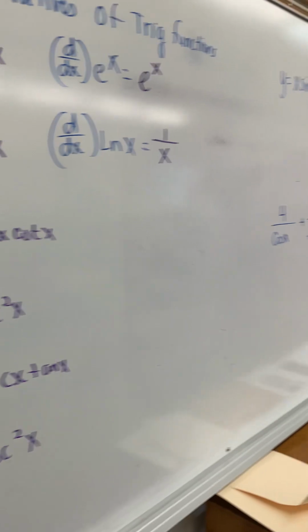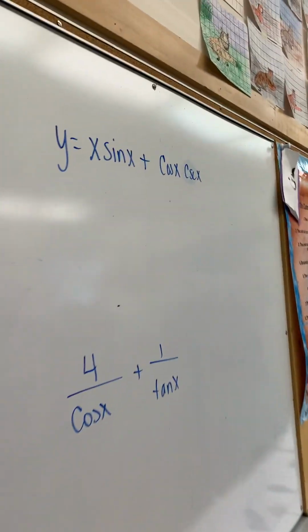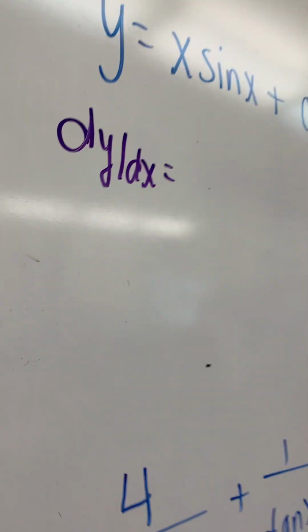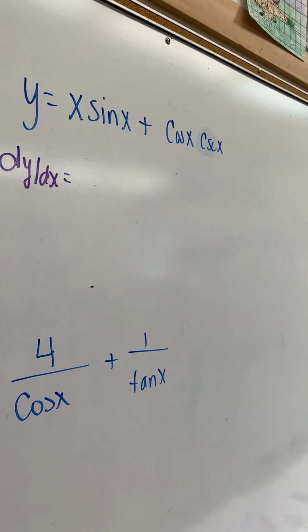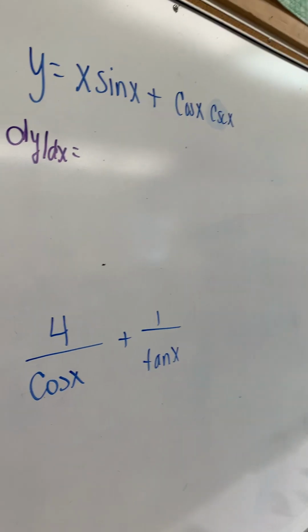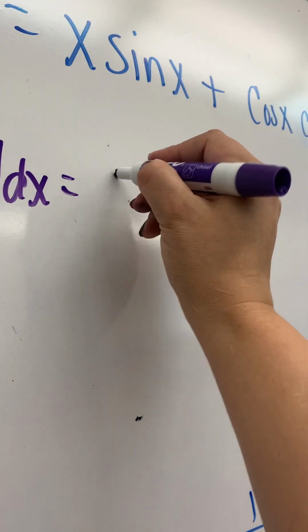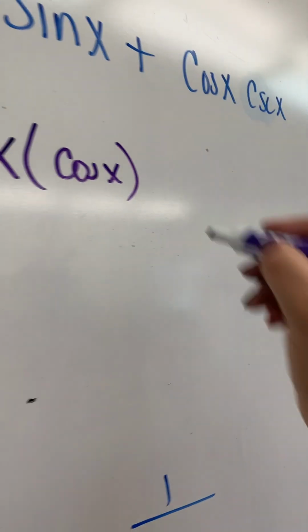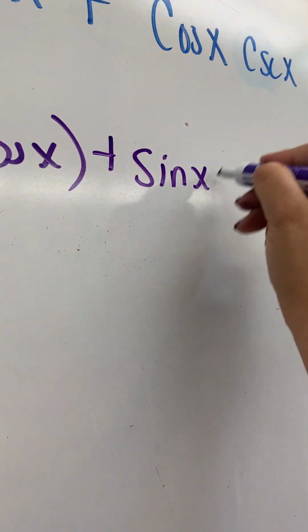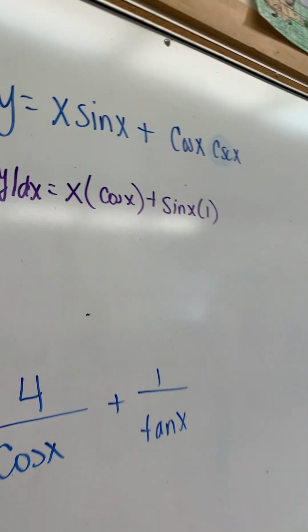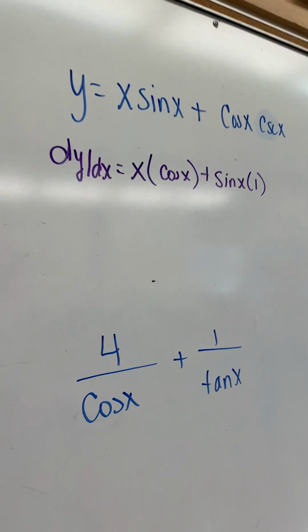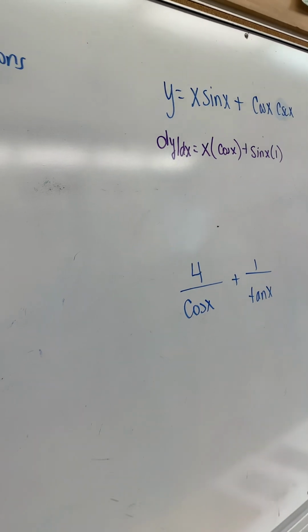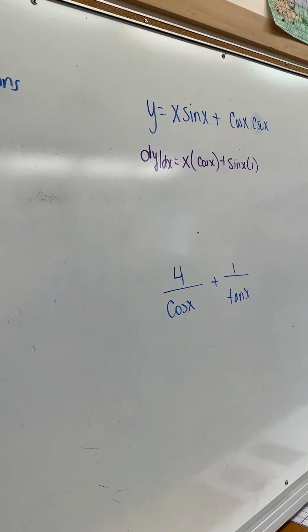So now if I'm coming over here and I'm finding the derivative of this function, so I'm finding my dy dx. You've got x times sine x. That's the product rule. So we're applying the product rule, where we're taking the first times the derivative of the second plus the second times the derivative of the first. And that's just for the x sine x.